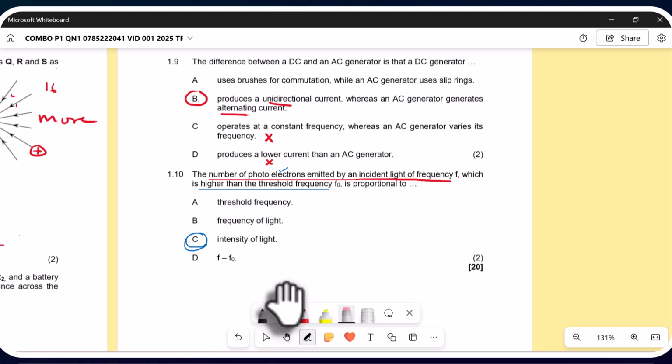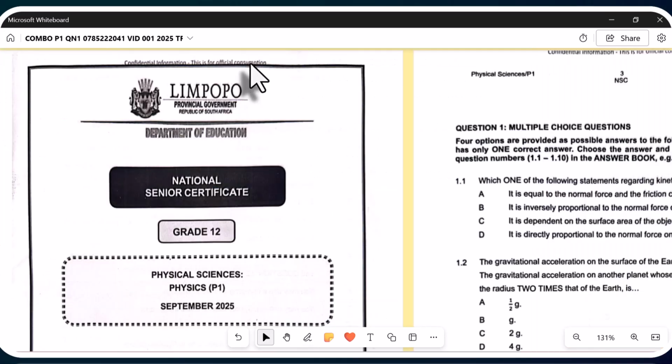I repeat, which one of the following statements regarding kinetic friction is true? The answer is: it is directly proportional to the normal force on the object. Okay, next they said 1.2 here.